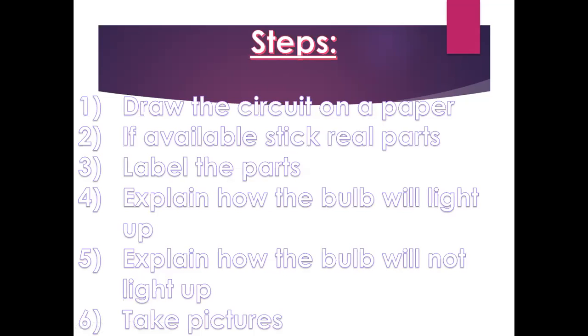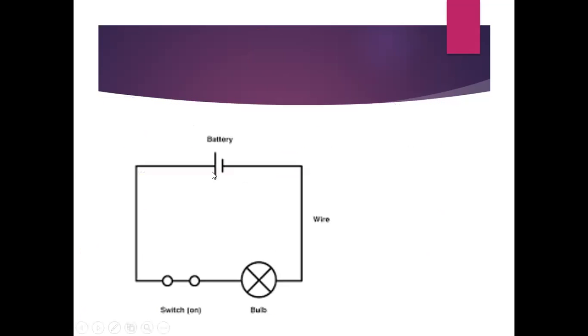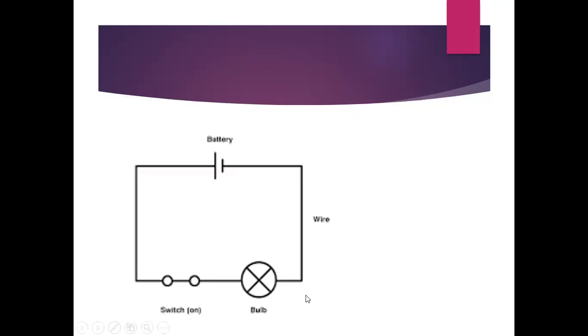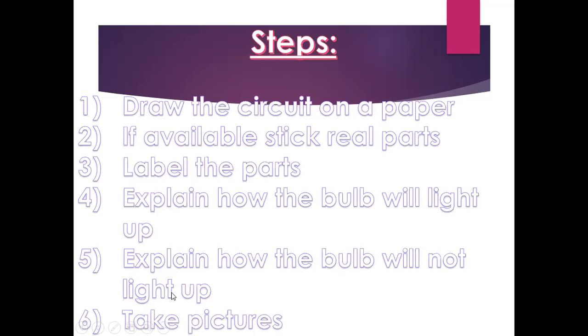How can I know, for example, that this is the battery? When you write for me the battery, okay, I know that this is the symbol for the battery, but I must see that you have understood that this is the symbol for the battery, and this is the symbol for the wire, and this is for the bulb, and this is for the switch. So you must label your parts on your electrical circuit.